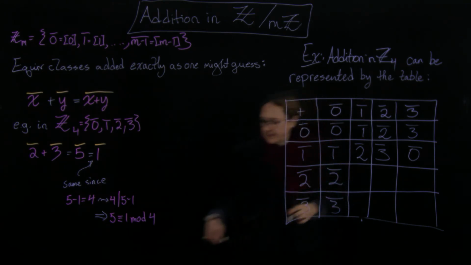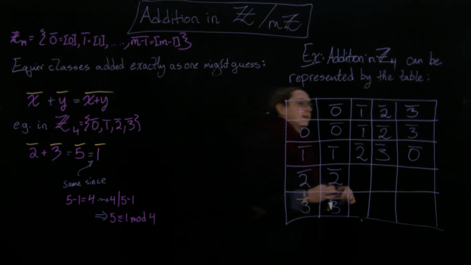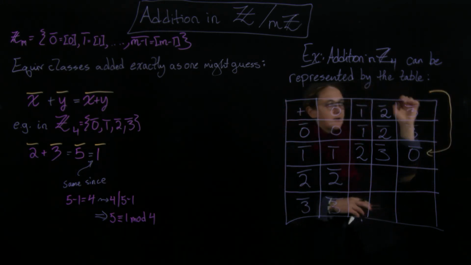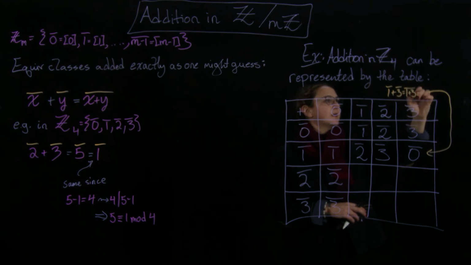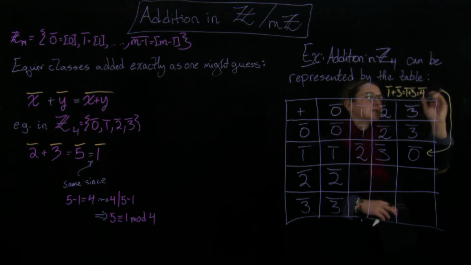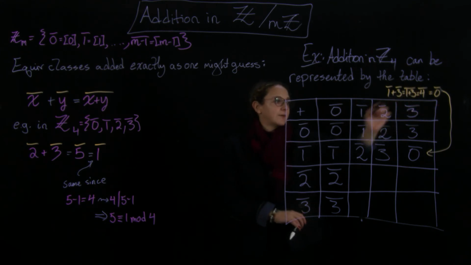So this one might be a little trickier, so let's bring in another color. So how did I figure out this one here? I went 1 bar plus 3 bar equals 1 plus 3 bar equals 4 bar. But 4 is congruent to 0 mod 4, so this is equal to 0 bar, right? Because 4 and 0 are congruent mod 4, okay?